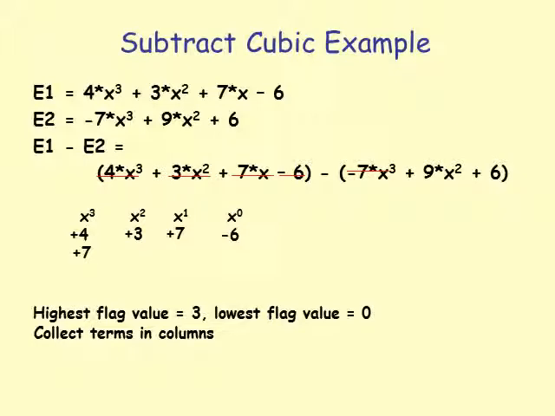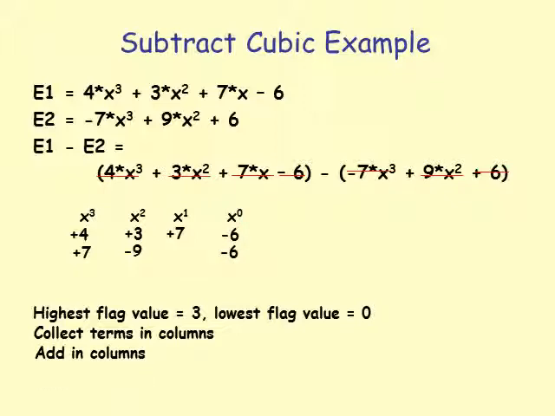From minus 7x cubed, minus times minus is plus, that gives me plus 7x cubed in this column. Then minus times plus is minus, so minus 9x squared, and I get a minus 9 in the x squared column. Now I have this plus 6 here, and minus times plus is minus, so this is minus 6, which goes in the constant column.